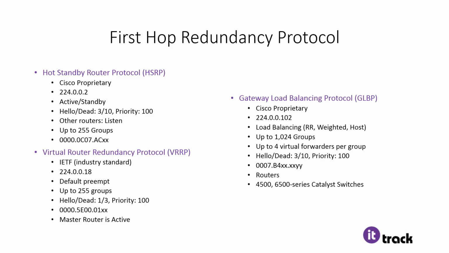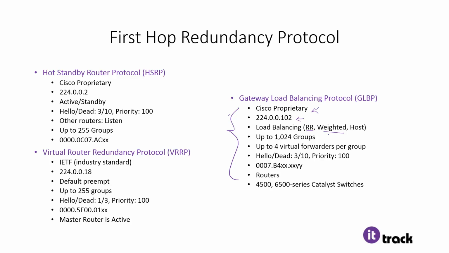So we can take a look now at the specifics of GLBP, and how it compares to HSRP and VRRP. Again, it's Cisco proprietary, so you have to use Cisco devices. The multicast address is a little different. It's 224.0.0.102. We have 3 ways that we can do load balancing.